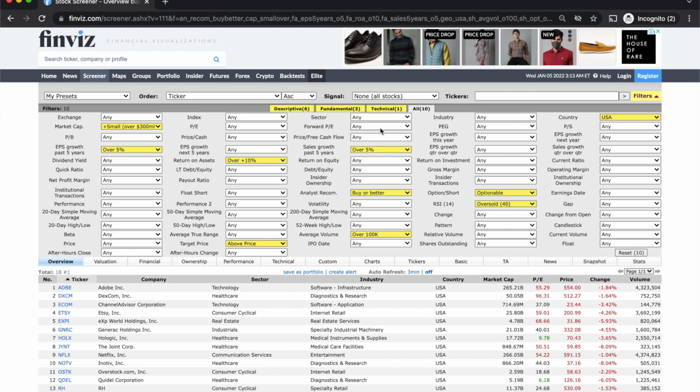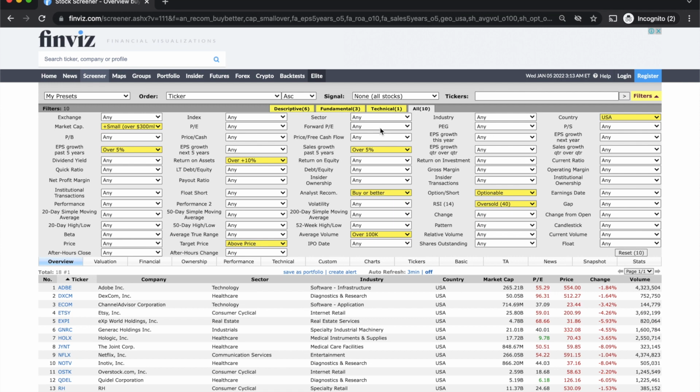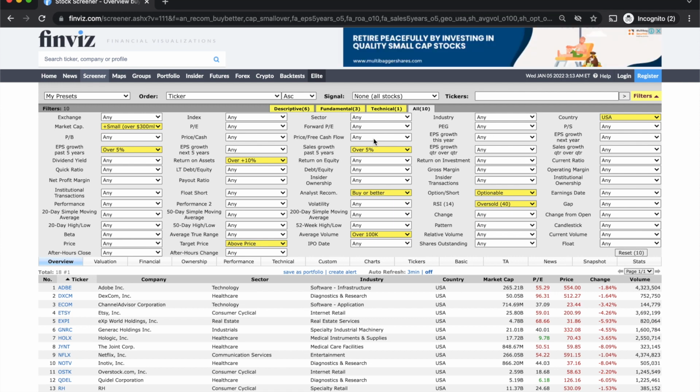For the fundamentals, now I want to do one more setting. So we have filtered out companies which are fundamentally good, right? They have a good return on assets. They have been doing well for the past 5 years in terms of sales as well as earnings per share. But then I don't want to buy companies which are expensive. I want to buy companies which are cheap.